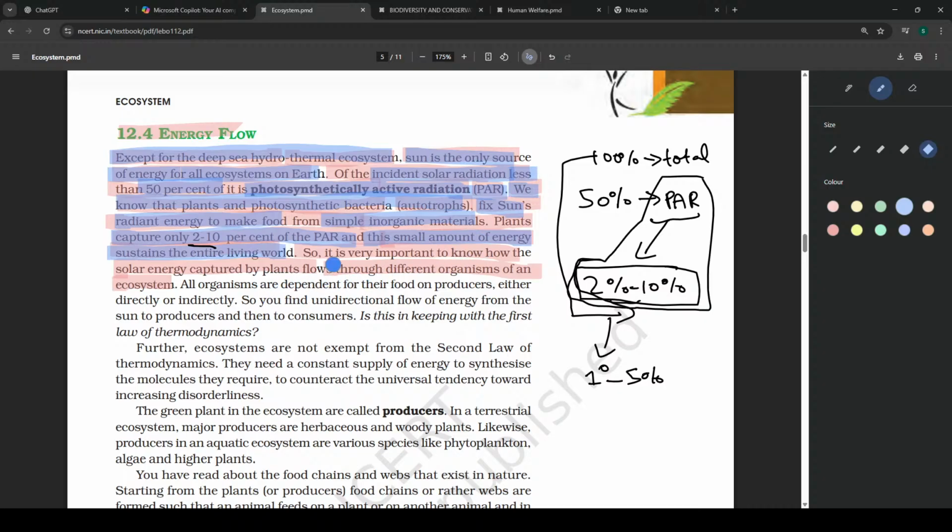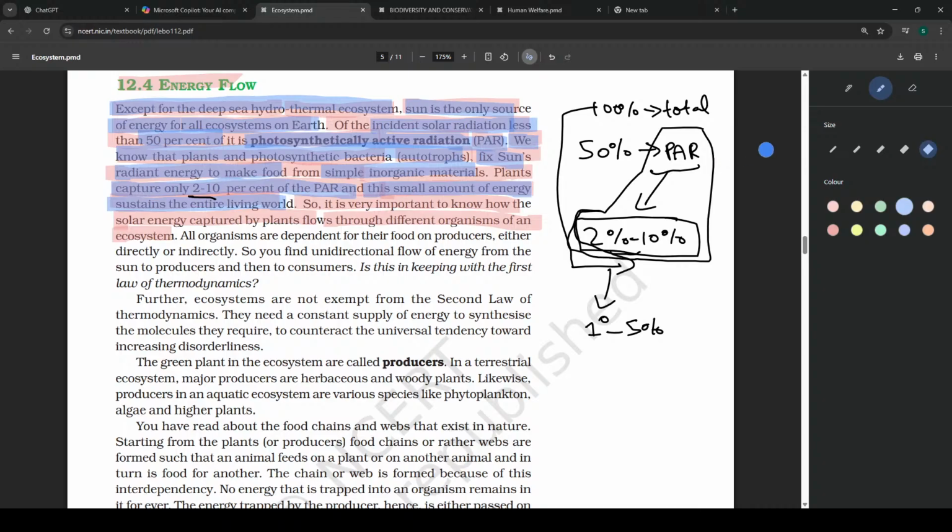Because this small amount of energy sustains the entire living world, it is very important to know how the solar energy captured by plants flows through different organisms of an ecosystem. All organisms are dependent for their food on producers, either directly or indirectly. So you find unidirectional flow of energy from the sun to the producers, then to consumers. Is this in keeping with the first law of thermodynamics?